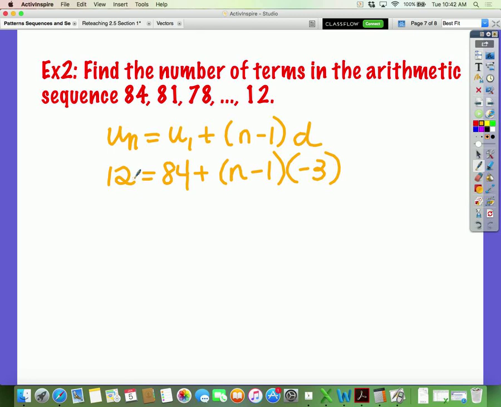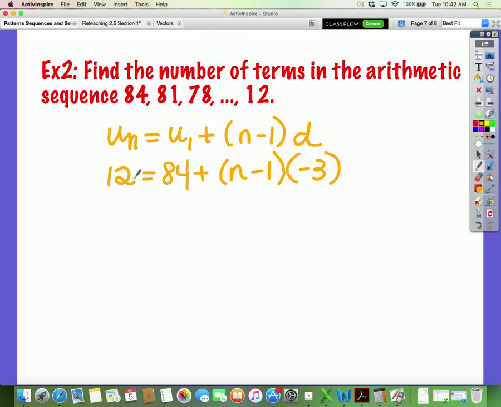Now the one thing that you can always double check, whenever you're looking for your number of terms, is that it should be positive and a whole number. Because you can't have a 5.5 term or anything like that.